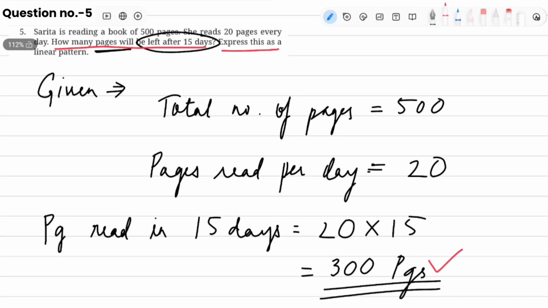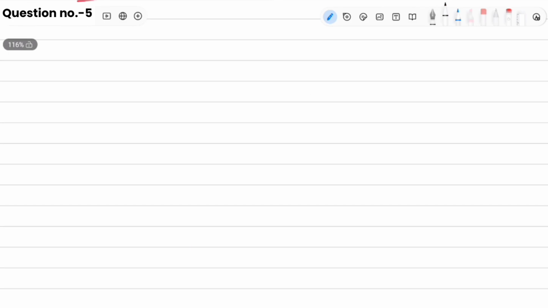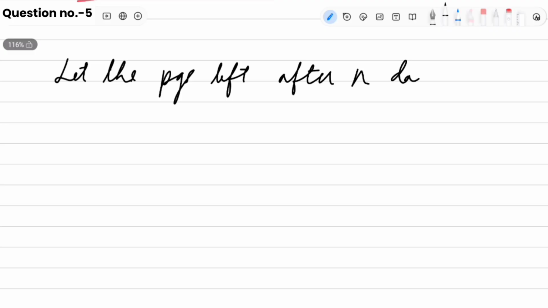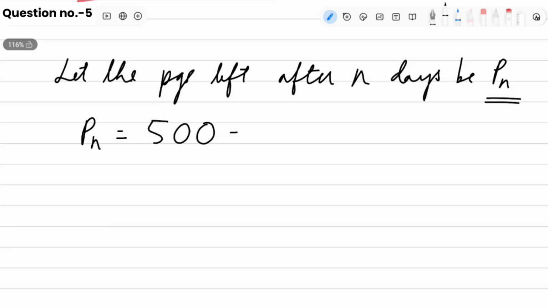Now it is asked to express this as a linear pattern. So we'll write first, let the pages left after n days be pn, because pages after n days it is pn, we have assumed it like this. So pn is equal to total number of pages, how many? 500. How many pages does she read in one day? 20 into n. So this is our linear pattern.